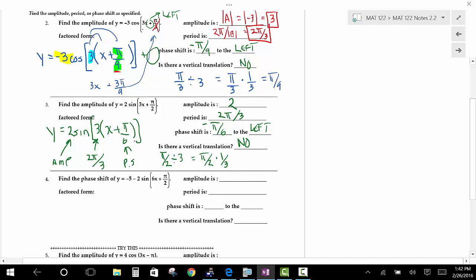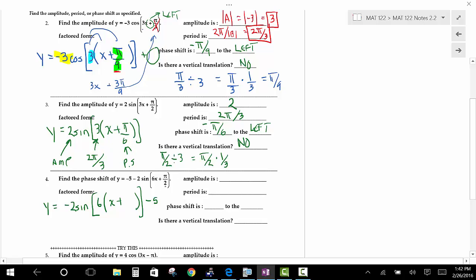Okay, next problem. Let's see, factored form. This is not in a factored form, so you must put it in a factored form. So this is y equals, now I'm going to put this minus 5 at the end just to emphasize something. You don't have to, though. I'm going to go ahead and factor a 6 out of this, like I've been doing. And then I'm going to take that negative 5 and put it to the end. That way you might see the vertical translation a little better.